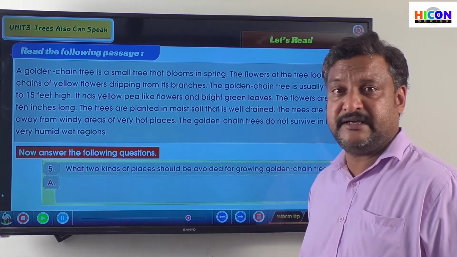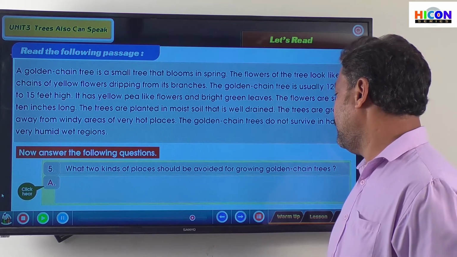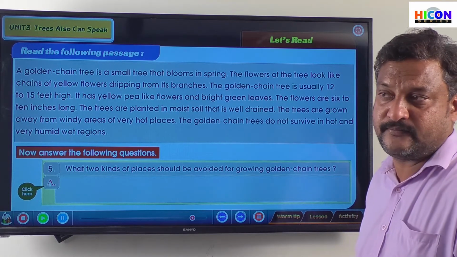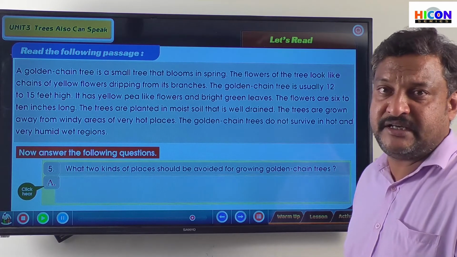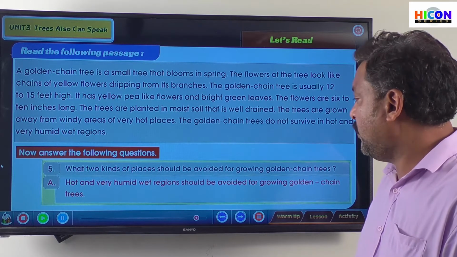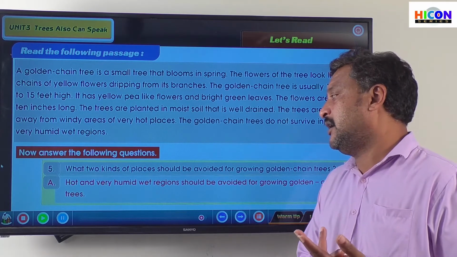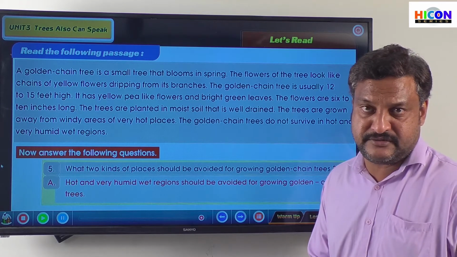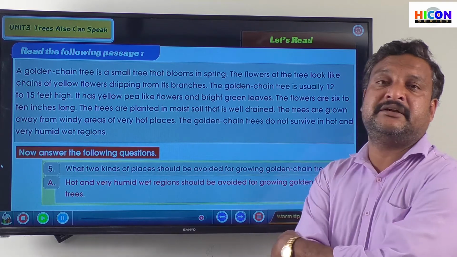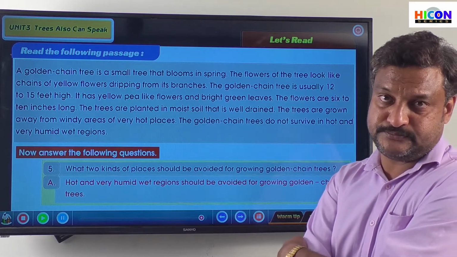Next. What two kinds of places should be avoided for growing golden chain trees? So, which are the areas where golden chain tree cannot grow? Hot and very humid, wet regions should be avoided. So, which are they? Hot regions, then humid and wet regions should be avoided for the golden chain tree to grow. Right?